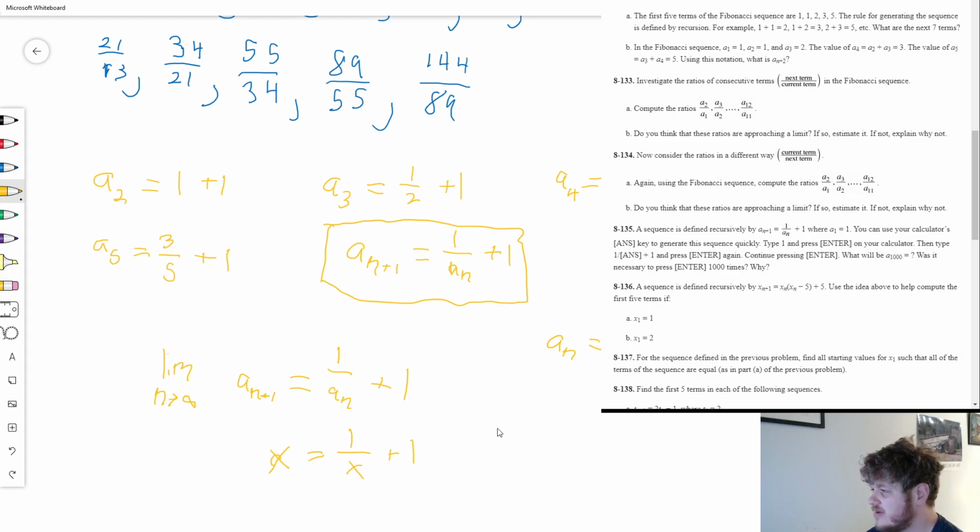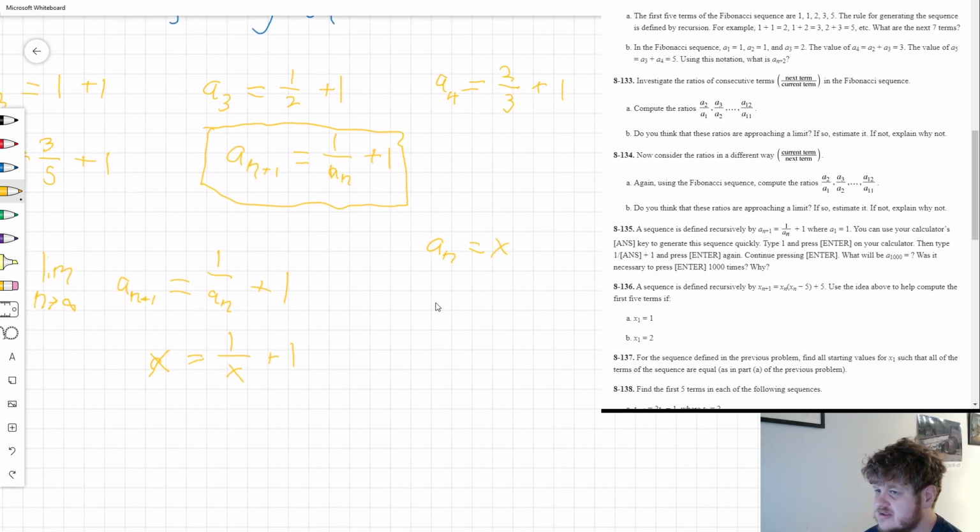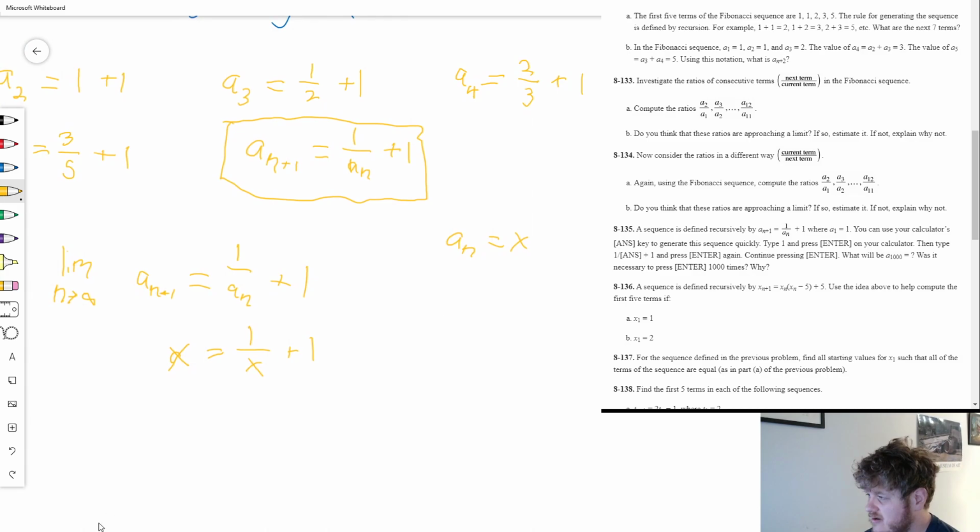Now when we do that, we can multiply both sides by x. And so when we do that, I'll do this in green, x squared equals 1 plus x. When we do some subtraction, x squared minus x minus 1 equals 0. And from here we can use the quadratic equation.